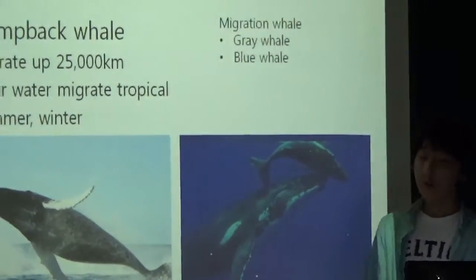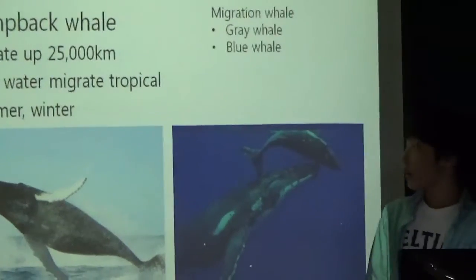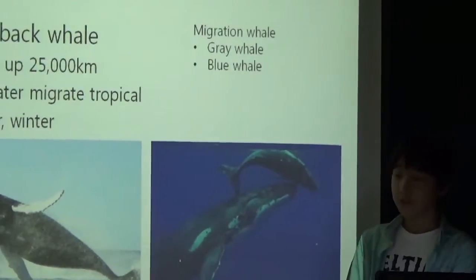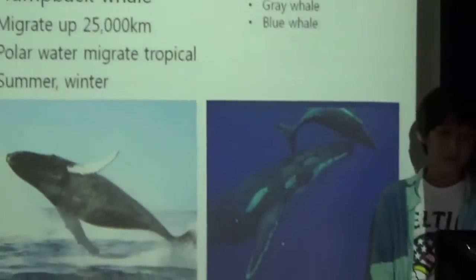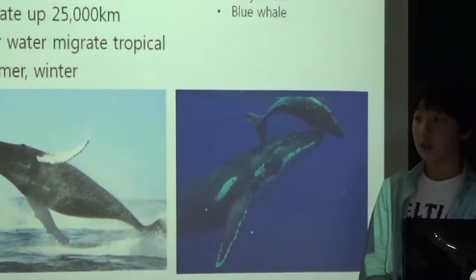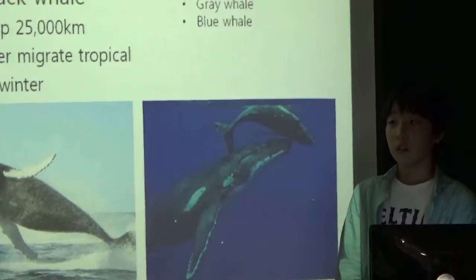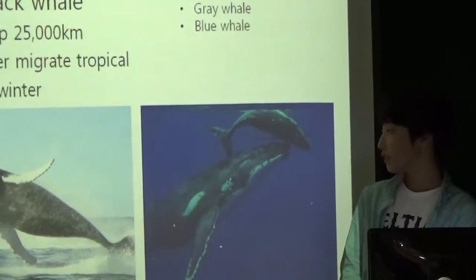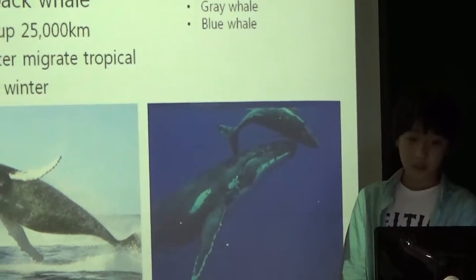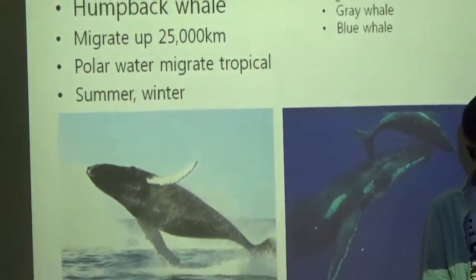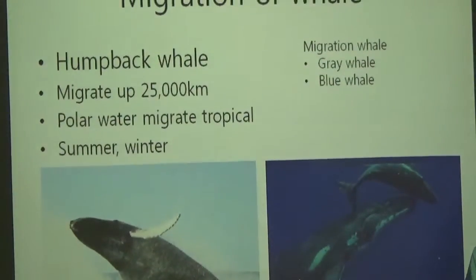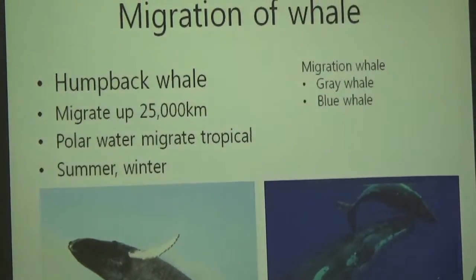And the migration of whales. The humpback whale migrates 2,500 km. They migrate between polar water and tropical water, and they breed their babies and grow. Migrating whales include the gray whale and the blue whale.